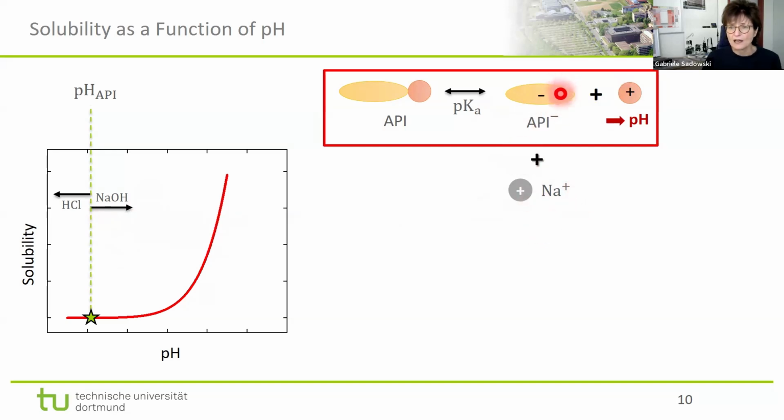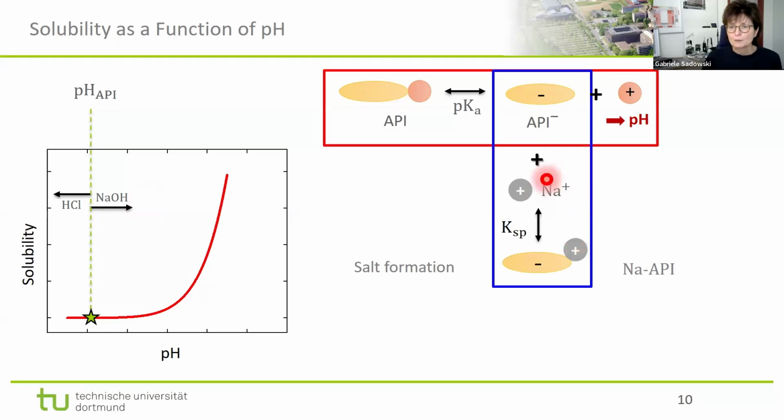And that means we now also have an equilibrium between the API minus and the cation of the base we use to increase pH. These two compounds may form a salt. And of course, this salt is described by the blue box. So it has a certain solubility product. And if we are at very high pH, meaning we have a high concentration of sodium plus, we might even reach the solubility of the salt. And this is what we see here. Above a certain concentration, the salt is now precipitating.